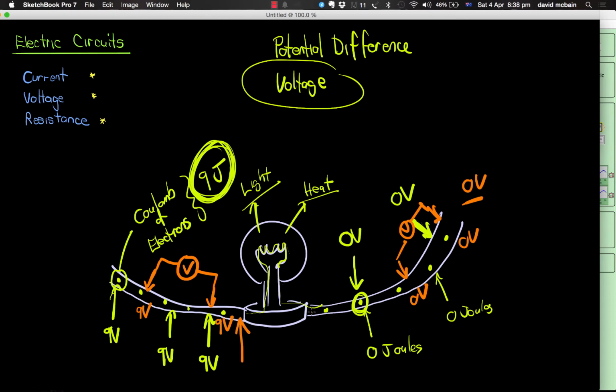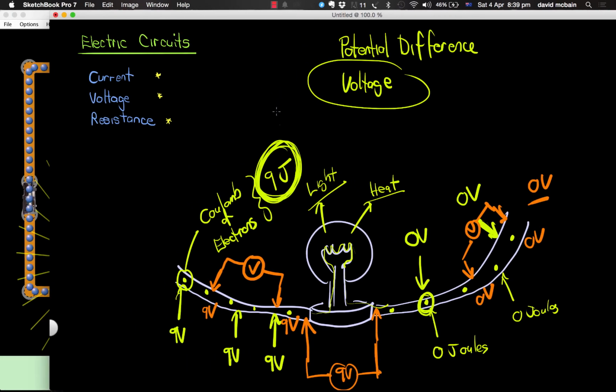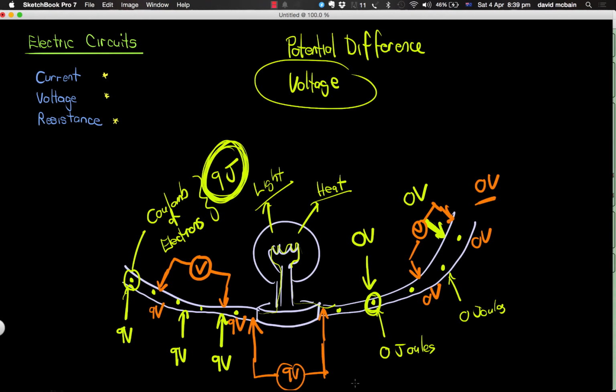On the other hand, if I was to measure between that point and that point, because I know that coulombs going into the globe have 9 volts and the coulombs coming out have 0, then the difference will be 9 volts. So here, the potential difference would equal 9 volts. So the subtle difference between potential difference and voltage is that with potential difference you are comparing two different points.